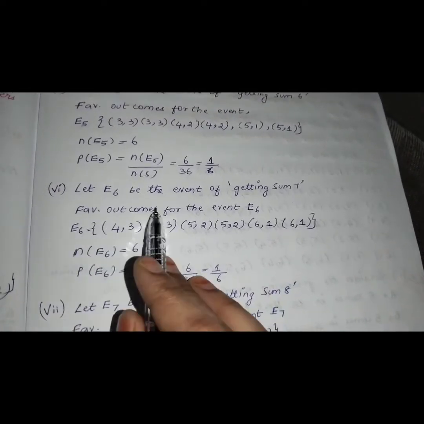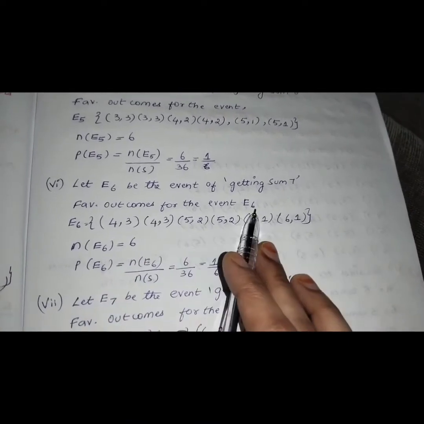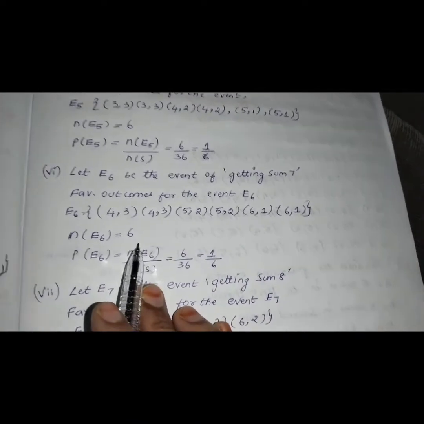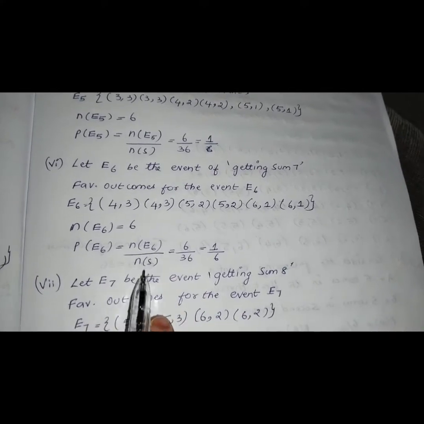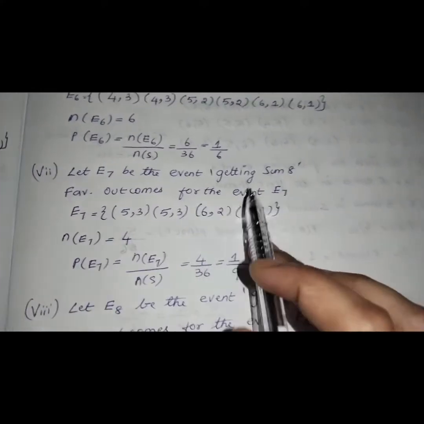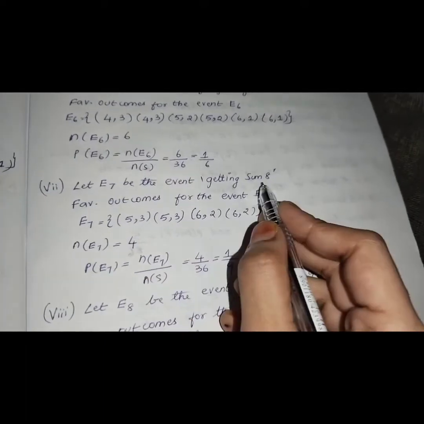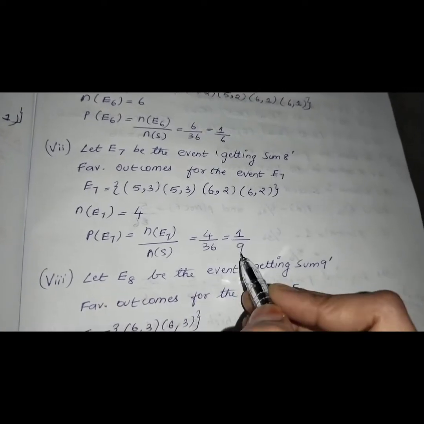Let E6 be the event of getting sum 7. Favorable outcomes for the event E6: N of E6 equal to 6. P of E6 equal to N of E6 by N of S, 6 by 36 equal to 1 by 6. Sum 8: the favorable outcomes for the event E7, N of E7 equal to 4. Getting sum 8 is 4. P of E7, substituting the values, N of E7 by N of S equal to 4 by 36, 1 by 9.